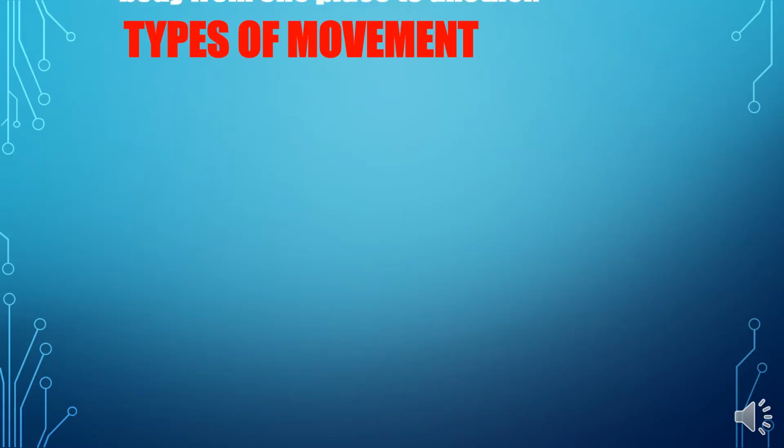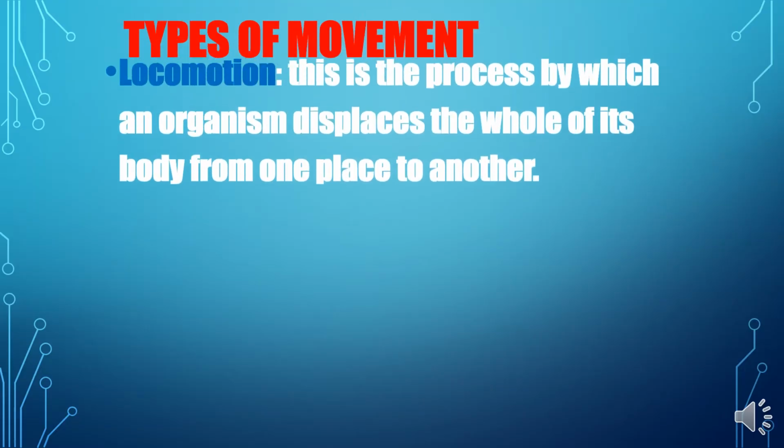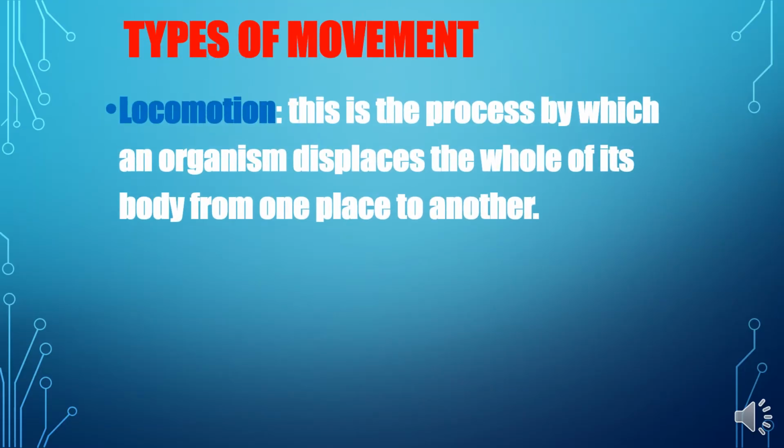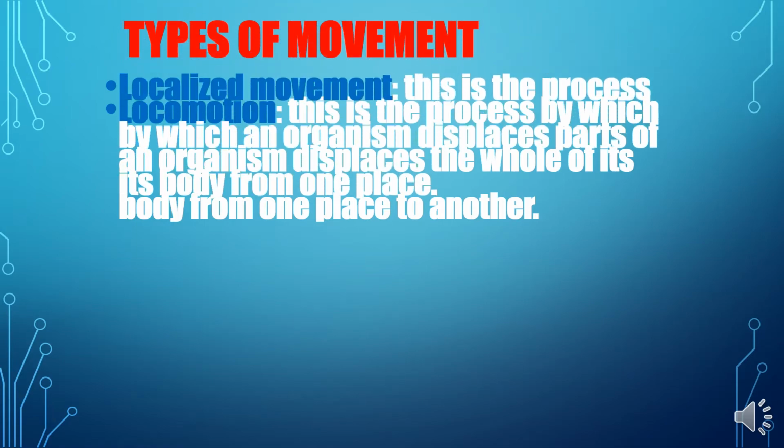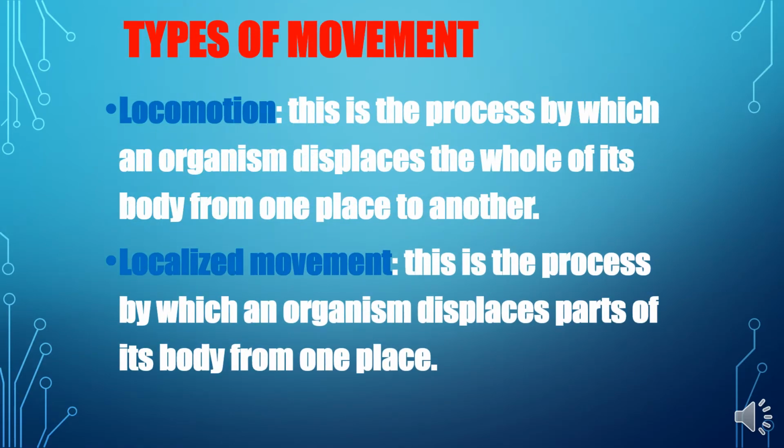Then you have types of movement. Number one is locomotion. This is the process by which an organism displaces the whole of its body from one place to another. Then localized movement is the process by which an organism displaces parts of its body from one place to another.